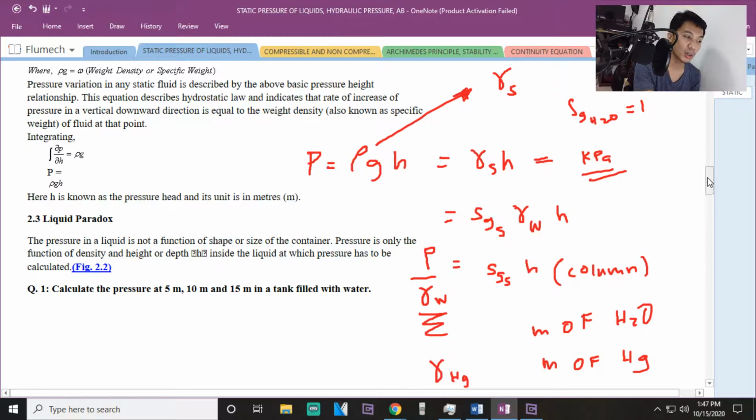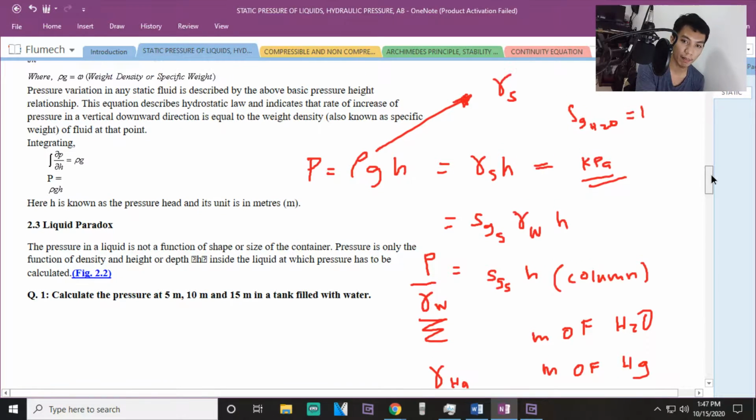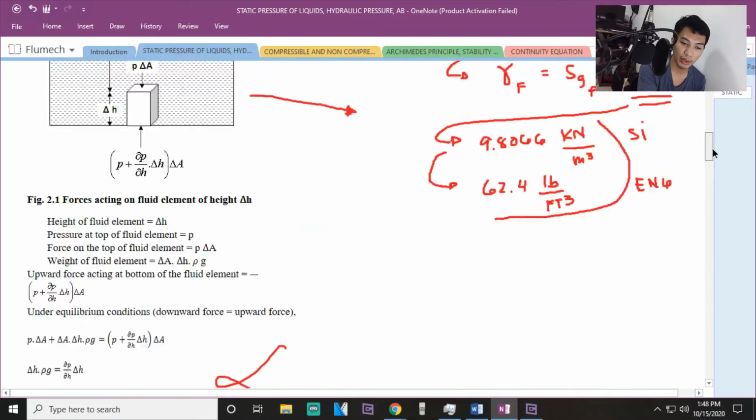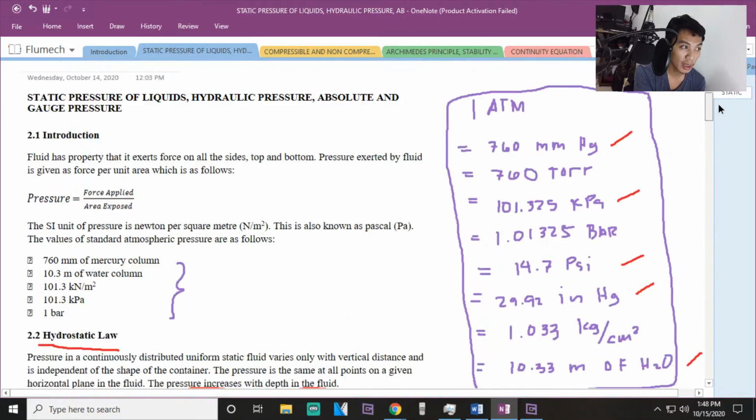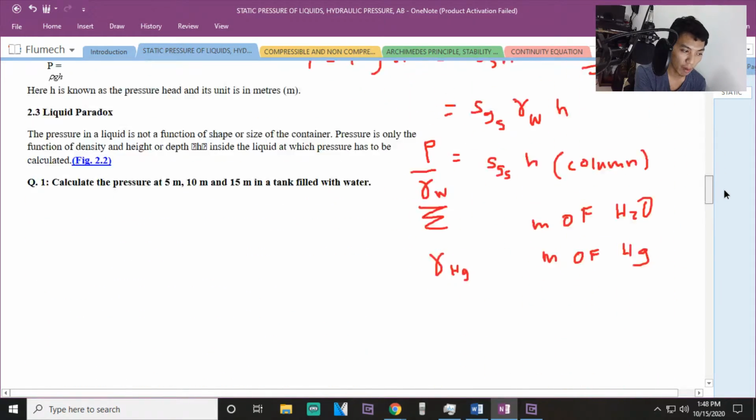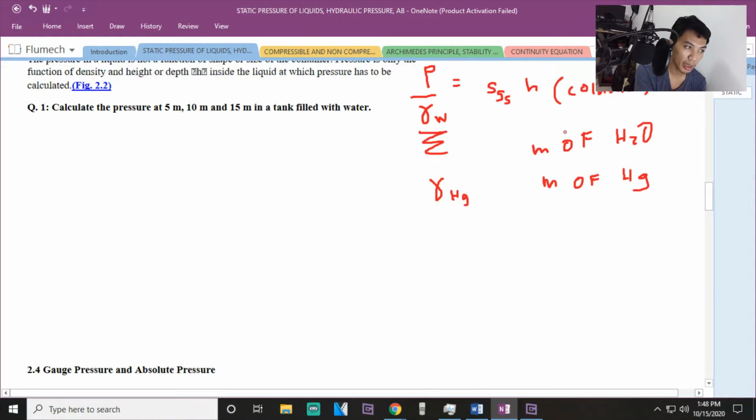And that is yung hydrostatics. Okay? Ganon lang kadali yun. And that will be all for the fluid statics na yan. The introduction. Now, let's go here. Calculate the pressure at 5 meters, 10 meters, and 15 meters of a tank filled with water.